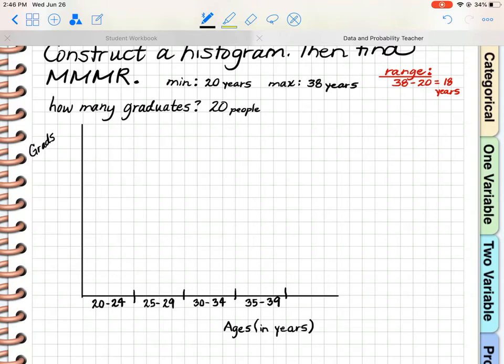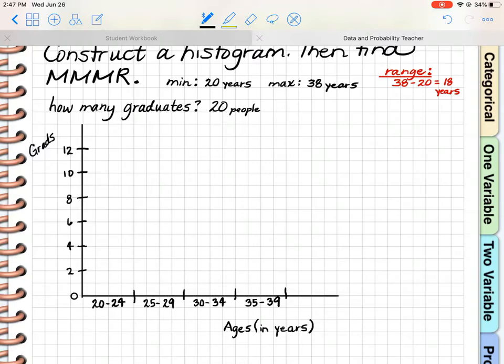And then over here, I'm going to say 0. There's 1, 2, 3, 4, 5, 6, 7, 8, 9, 10. I'll just go up to 10 and stop. Or let's go on to 12. We've got room. So these are my numbers of graduates.